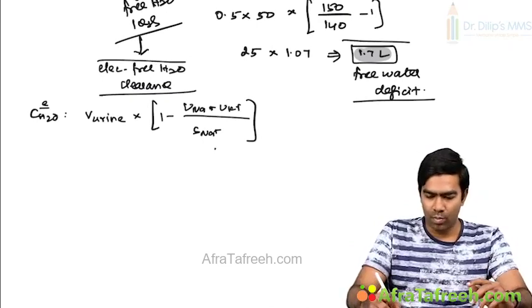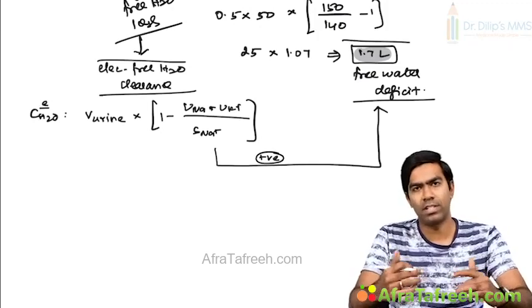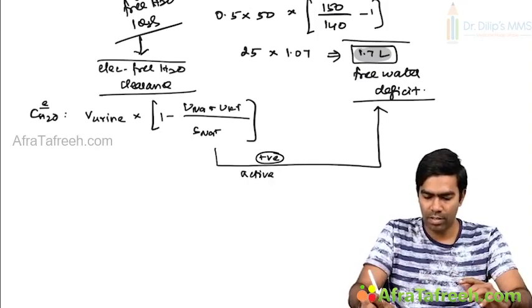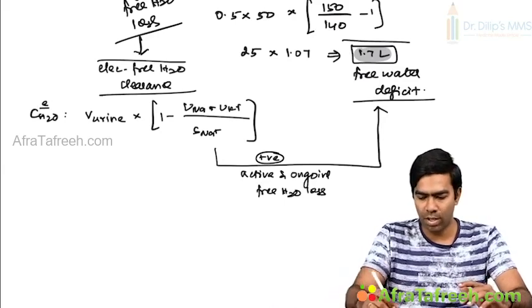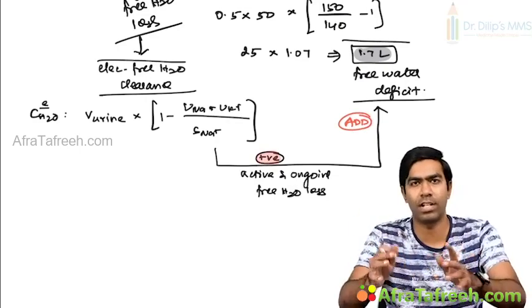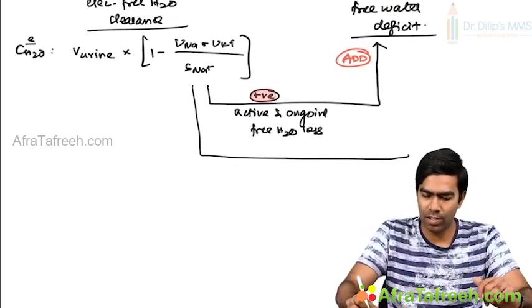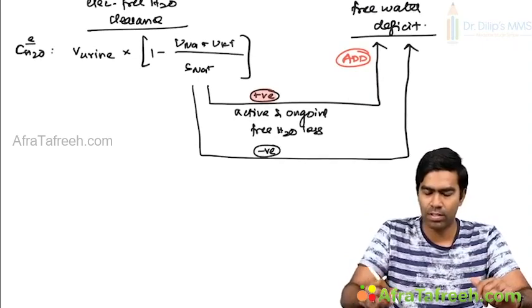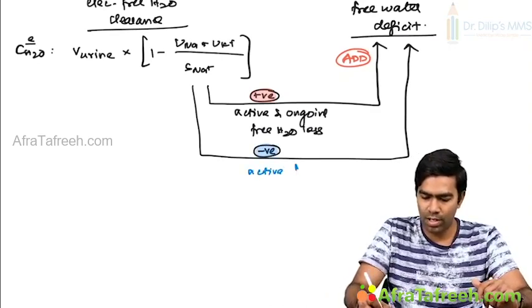Suppose this electrolyte-free water clearance is coming in the positive range, which means the patient is losing free water actively and ongoing in the urine. Whatever positive value you get, you should add it to the existing free water deficit, and that will be the net free water deficit in the patient, and that should be the rate of correction. Careful.